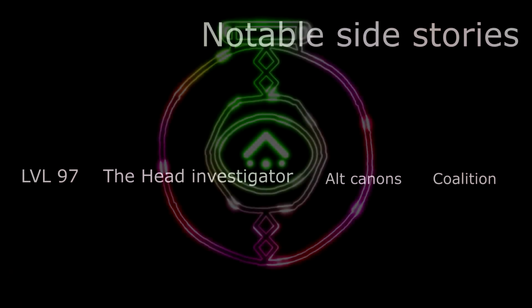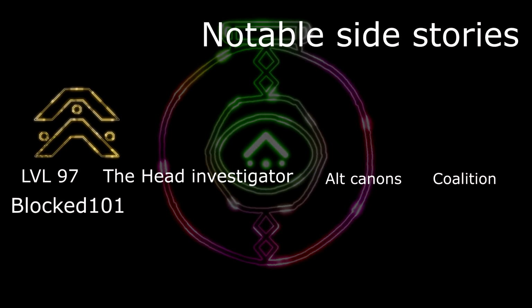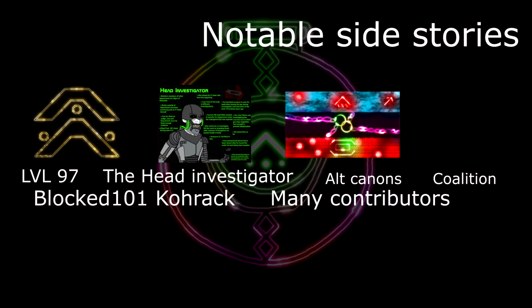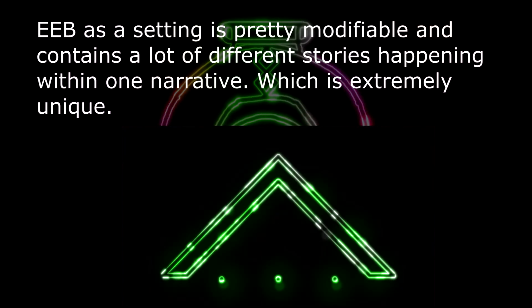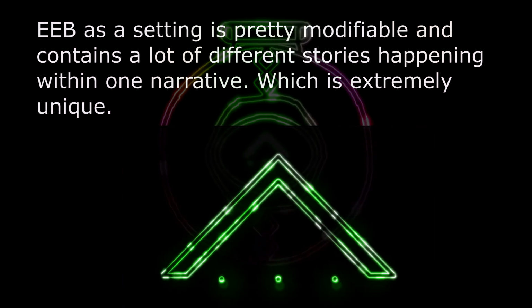There's alternative stories like Level 97, the Human Liberation Party, the Head Investigator, other canons, the Coalition, plenty of other stuff. All this just for one setting. It's extremely variable, and that's a strong unique point of EEB. Where, besides SCP, there doesn't seem to be this kind of stuff. This was an overview of EEB's main continuity and main canon.